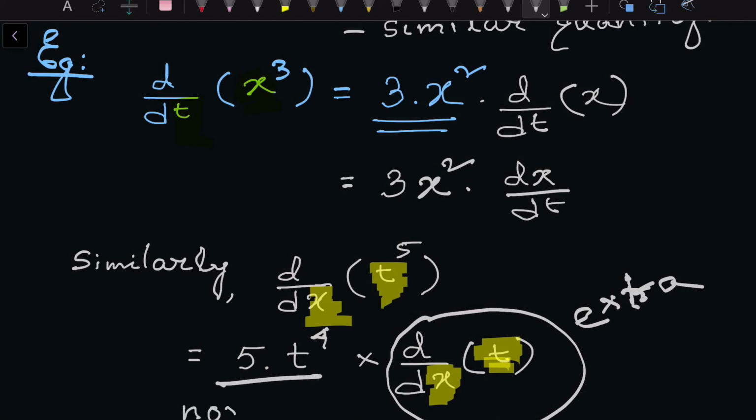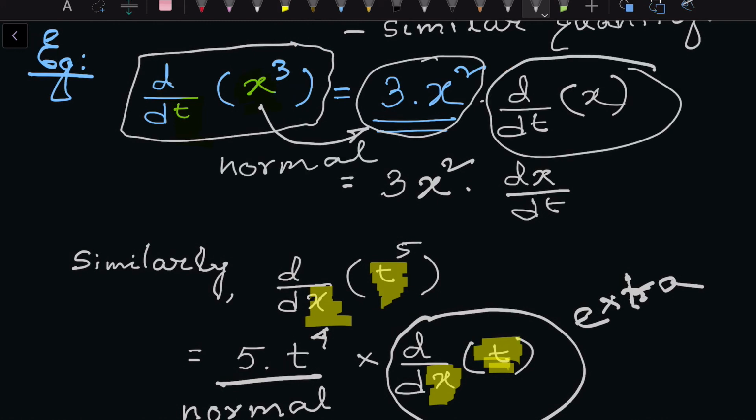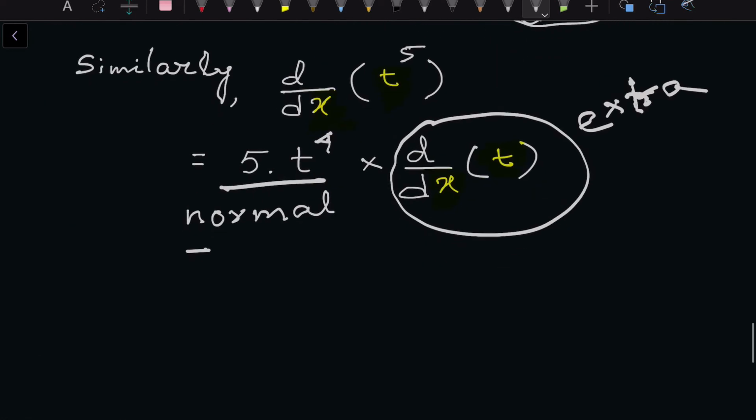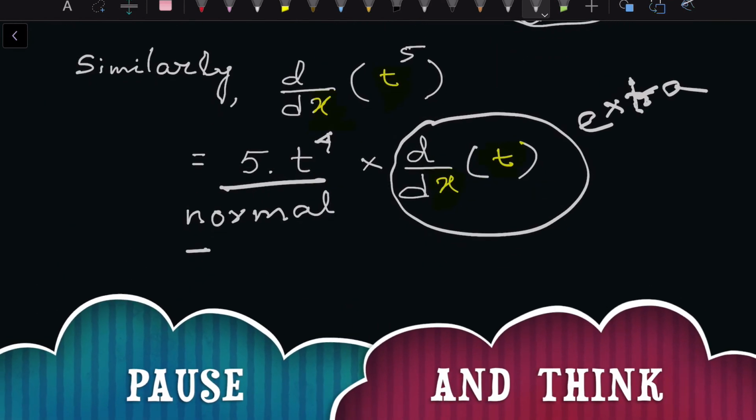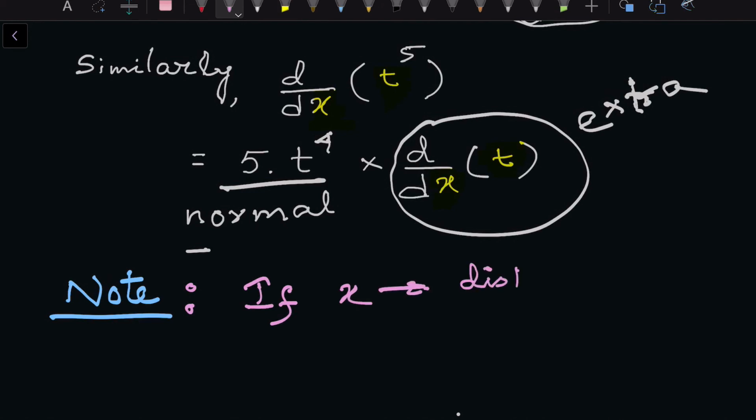Try to understand this extra part. Pause the video, try to understand this. And this is the normal part. So try to understand this normal differentiation formula, then the extra part. That is what is meant by this, whenever you find two dissimilar quantities. So let's move on.